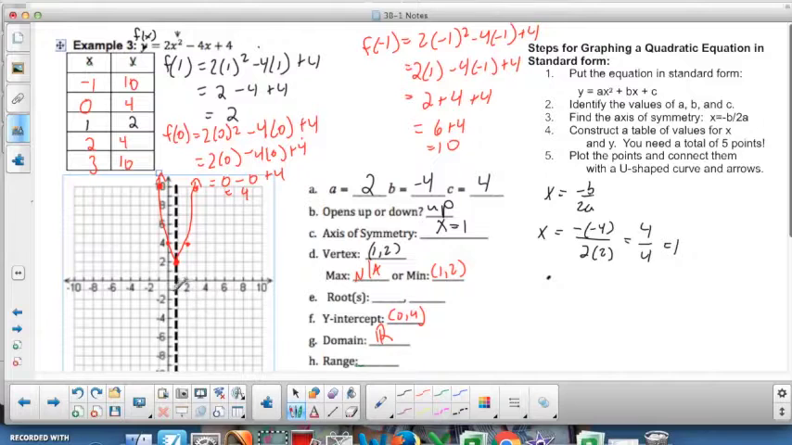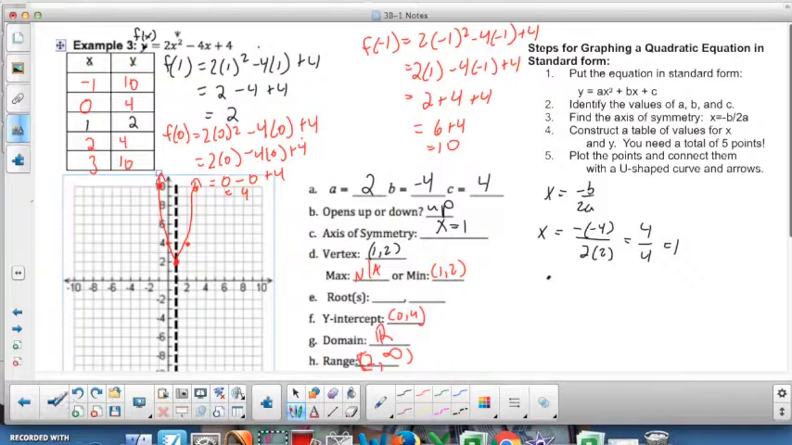The range, however, is restricted. The bottom of this parabola is 2. So the lowest possible y value is 2. And then it continues on to infinity. So that's going to be y is greater than or equal to 2, and it will never actually equal infinity.